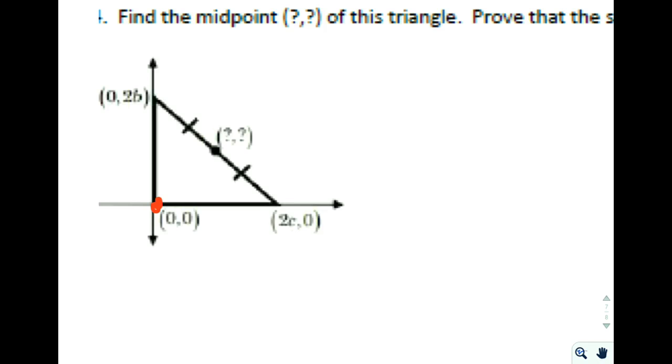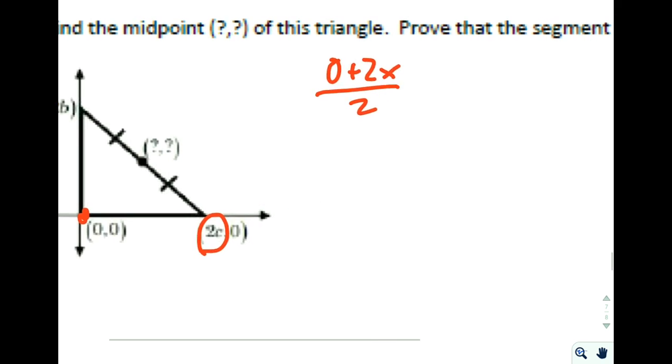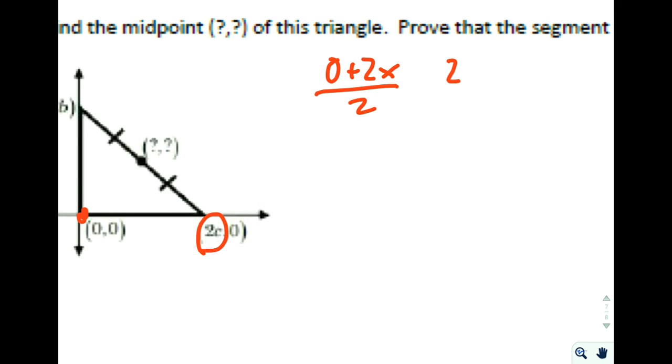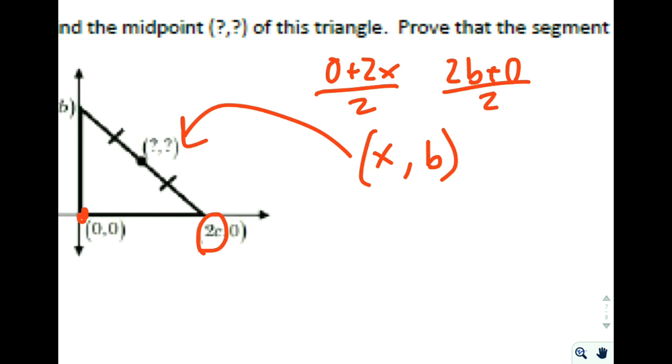What is halfway between 0 and 2x? We can write it out, 0 plus 2x, and then we're going to divide that by 2. Same thing with the y's. We have 2b and 0, and we're going to average those out as well. So 2x is what the sum is. We divide that by 2 and we just get x. 2b divided by 2, we get b. So this is our midpoint.